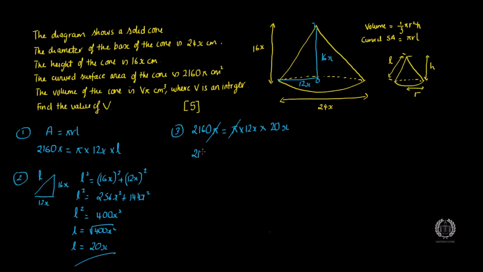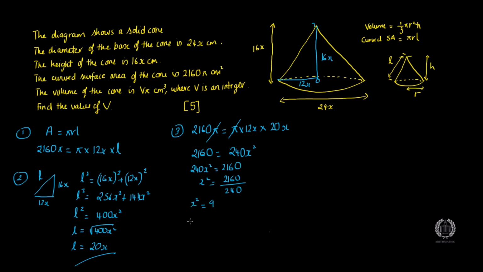So that means you're left with 2160 equals, now 12 times 20 is 240, right? So no, not 12 times 40, 12 times 2 is 24, but then there's a 0, so 240, and then x times x is x squared, right? Now we want to find x, so we're going to divide 2160 by 240. We can rewrite it like this, 2160 equals 240x squared, so x squared is equal to 2160 divided by 240, so that gives us 9, right?